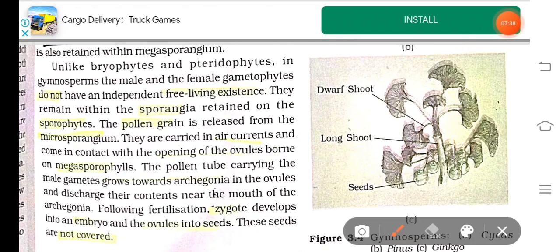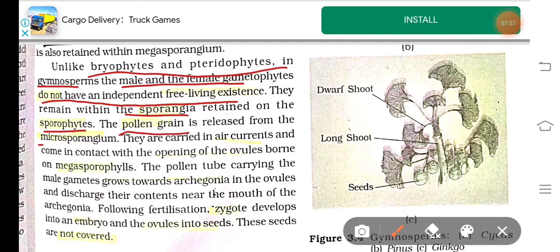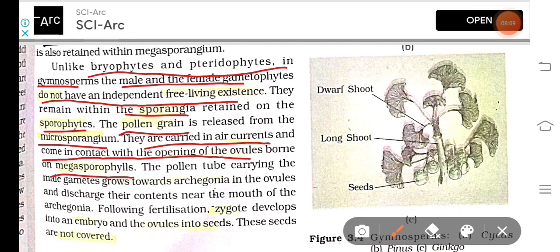Then, unlike bryophytes and pteridophytes, in gymnosperms the male and female gametophytes do not have an independent or free living existence because they live in sporangia. And where is the sporangia? On the sporophytes. How is the pollen grain released? From the microsporangium, and it is carried by the air currents, and comes in contact with the opening of the ovules on the megasporophylls. Means the female sex organ.